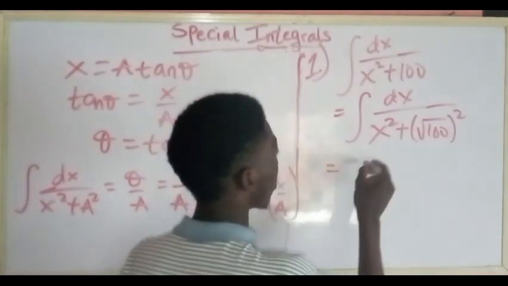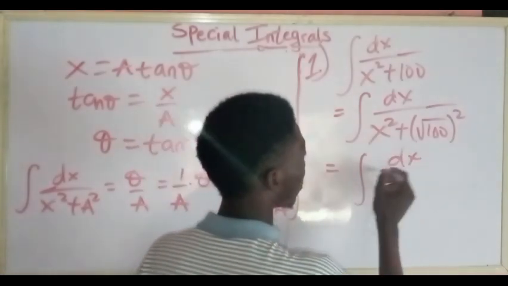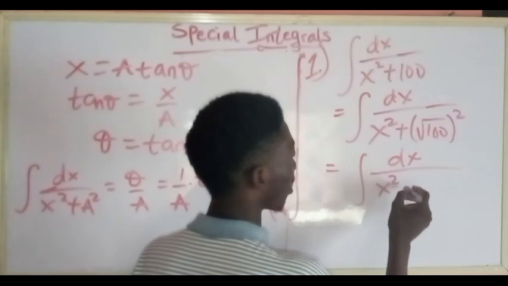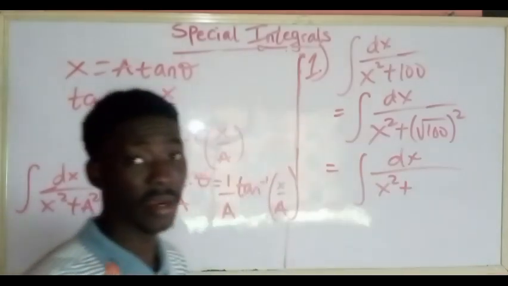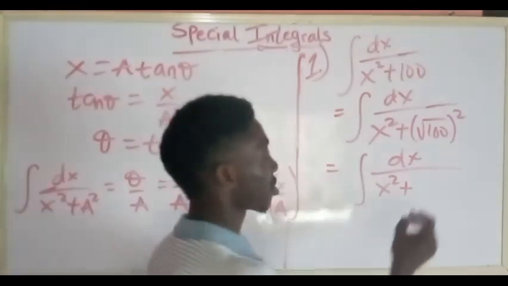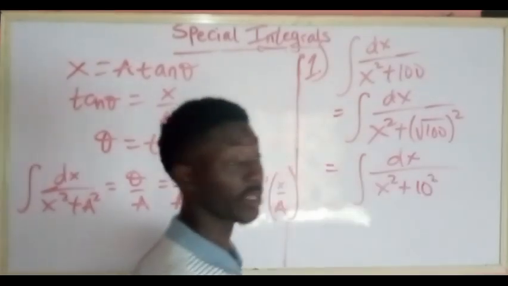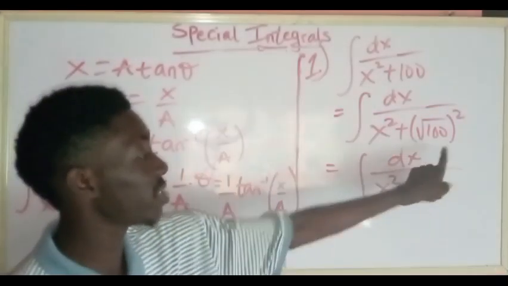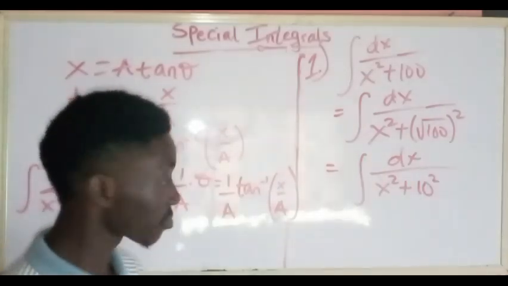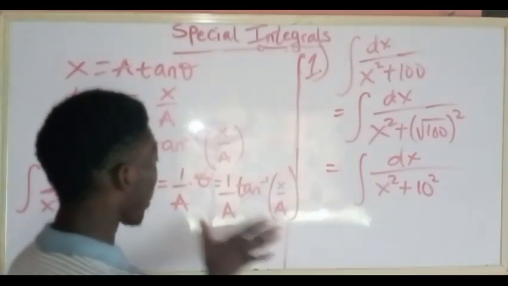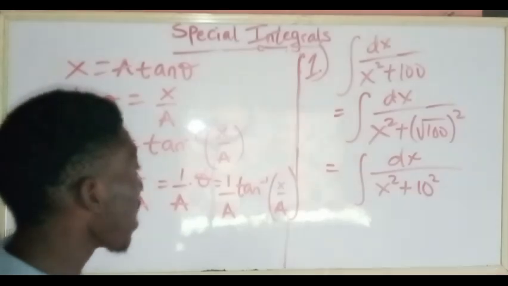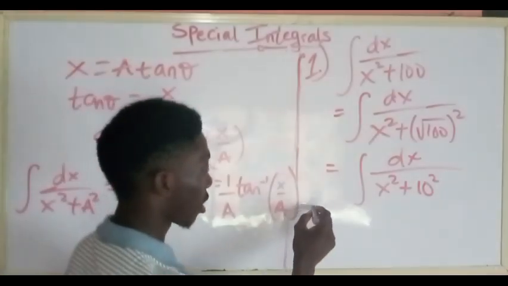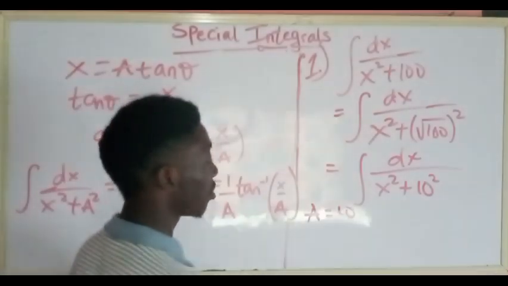So this becomes the integral of dx over x squared plus... What is the square root of 100? 100 is a perfect square number. So that means you have 10 here and you have 10 squared. So the 100 is 10 squared. Then from that, I can now use the formula on that. So my a here is equal to 10.